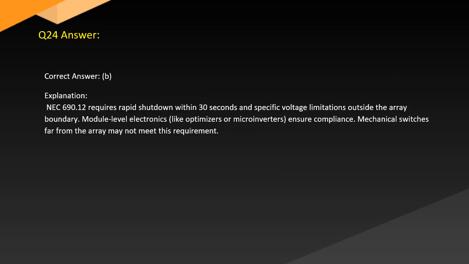Answer. Correct answer: B. Explanation. NEC 690.12 requires rapid shutdown within 30 seconds and specific voltage limitations outside the array boundary. Module-level electronics like optimizers or microinverters ensure compliance. Mechanical switches far from the array may not meet this requirement.